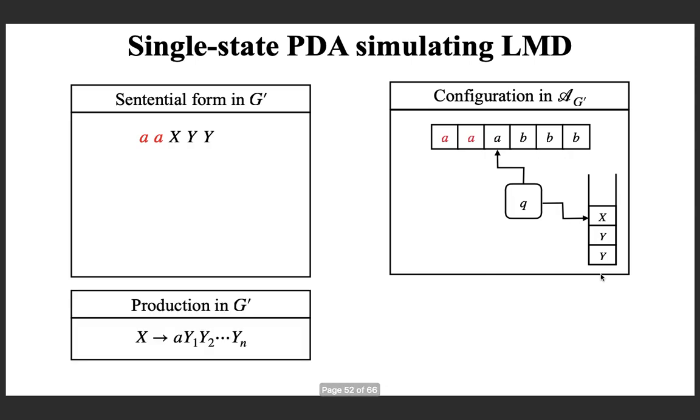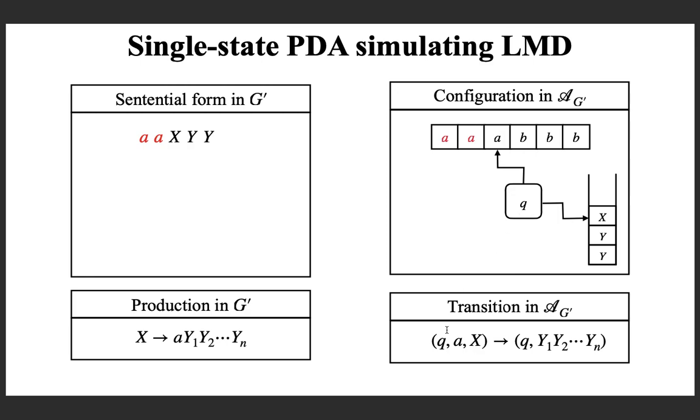Now recall what we did to get a transition function from a production. Do you remember it? The only state is Q. From the state Q, if you are reading the input symbol small a and if capital X is on top of the stack, then what do you do? You remain in that state and push this string onto the stack. That is, if you are in the only state Q, reading the input symbol a, and capital X is on top of the stack, then you replace the top of stack symbol with the string y1, y2, etc., yn.